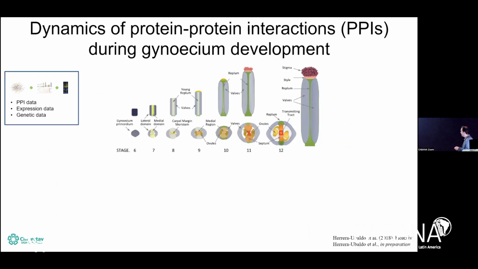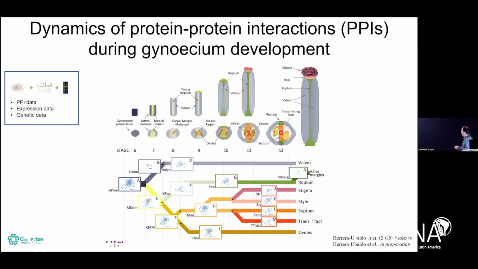So what we did is, these are all the stages of gynoecium development. And yeah, you cannot read anything of this. There are many colors and many small squares with networks. The point is, we took different data: protein-protein interaction data that we generated, expression data that was available, and genetic data that is available. So what is the phenotype when you mutate the transcription factor? By combining all that data and looking in time at how the tissues are developing.